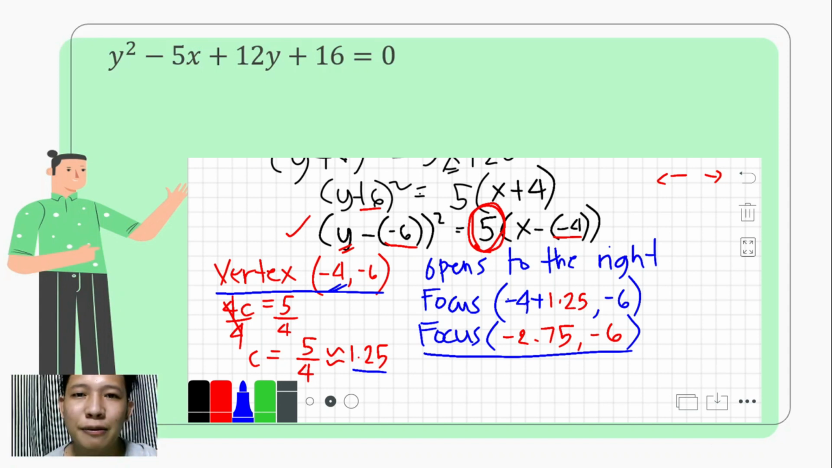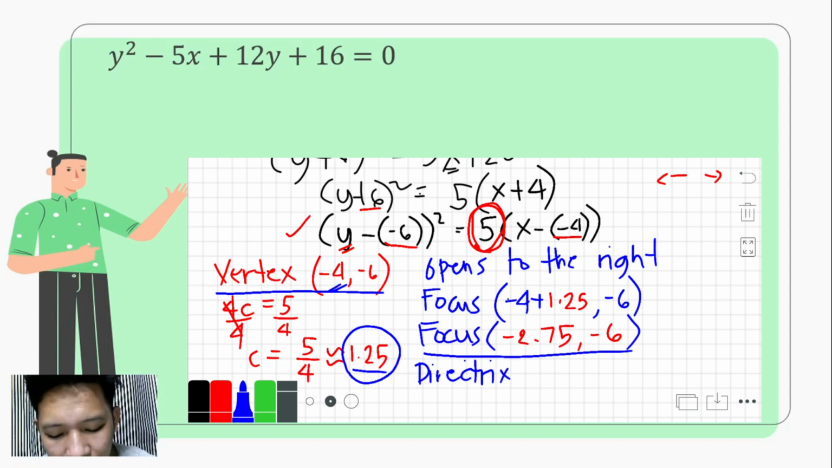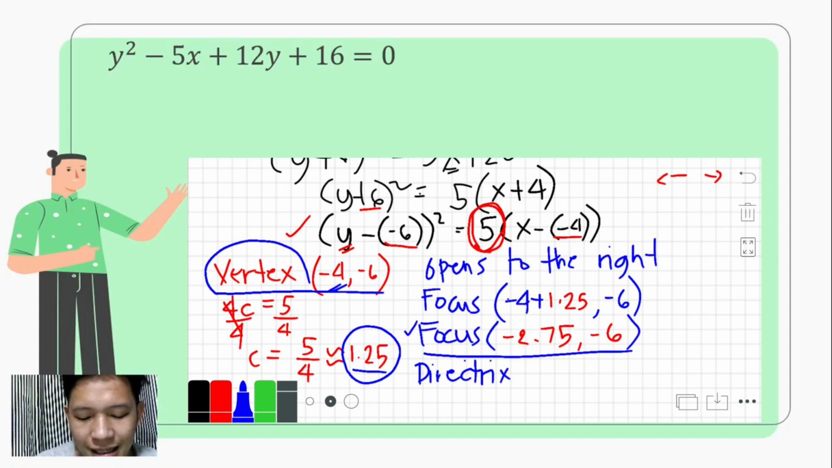Okay? So, we still have two salient features of the parabola left, and that is our directrix. So, si directrix natin is, we all know that that is also c units away from our vertex. But since nasa right niya na si focus, then yung ating directrix would be at the left of our vertex.